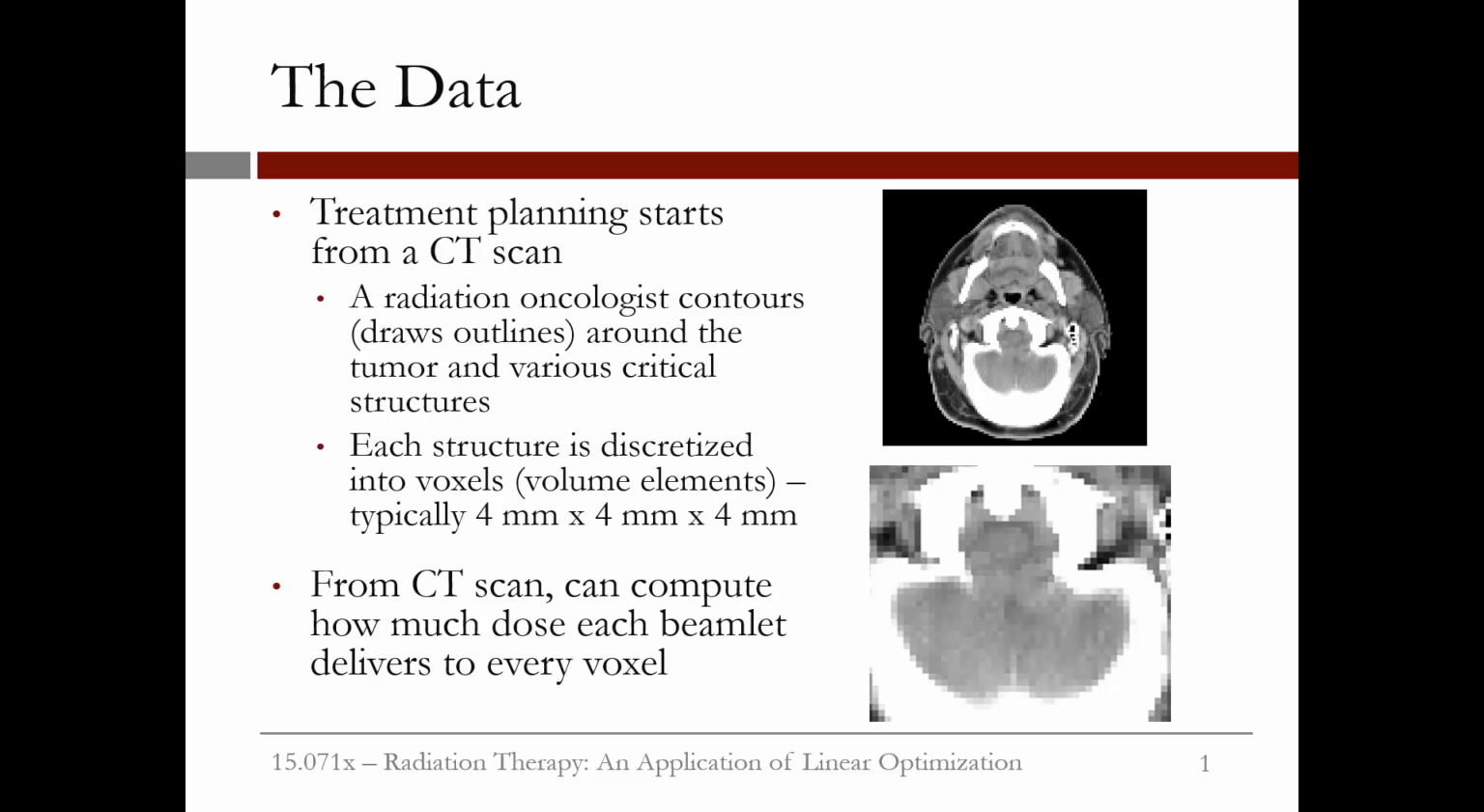In this video, we'll discuss how radiation therapy can be framed as an optimization problem. The data is collected in the treatment planning process, which starts from a CT scan, like the one you see here on the right. Using the CT scan, a radiation oncologist contours, or draws outlines around, the tumor and various critical structures. In this image, the oncologist would contour structures like the parotid glands, the largest of the saliva glands, and the brain.